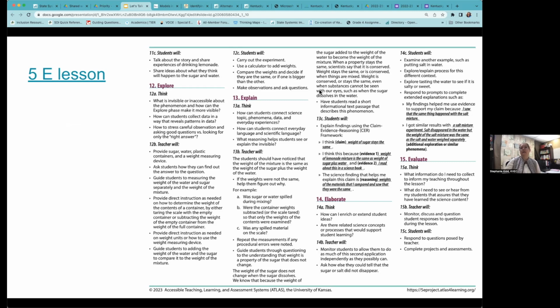And then I love this, that they did this framework around claim, evidence, and reasoning, because we've got one of these things that we're going to do with claim and reasoning in just a little bit. But they did that framework because they have to give evidence, and then they have to reason. The science finding that helps me explain this is, and so they have to go back and think through that. So if you want to do a framework like that, this claim, evidence, reasoning is a really good one. And you can give your kids sentence starters so that they can actually work through those.